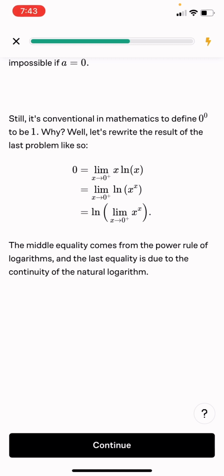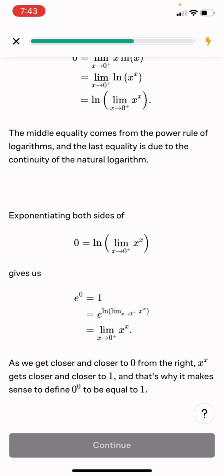0 equals the limit of x ln x. We could simplify it to ln of the limit as x goes to 0 of x to the x. The middle equality comes from the power rule of logarithms. The last equality is due to the continuity of the natural logarithm.